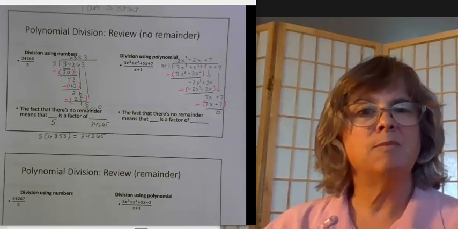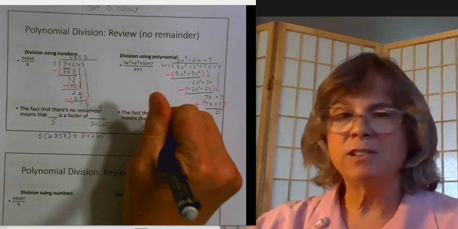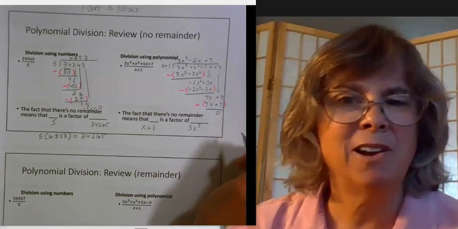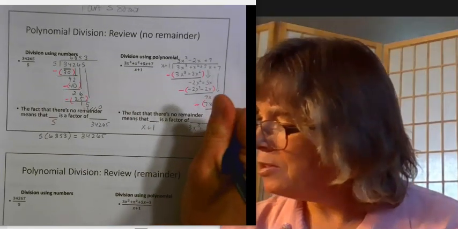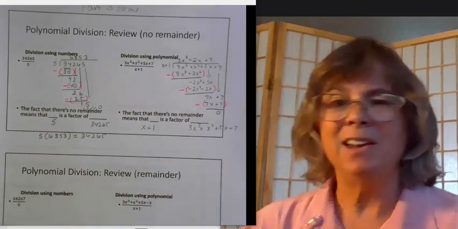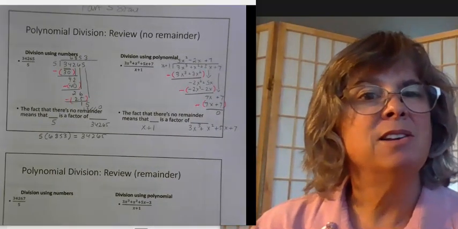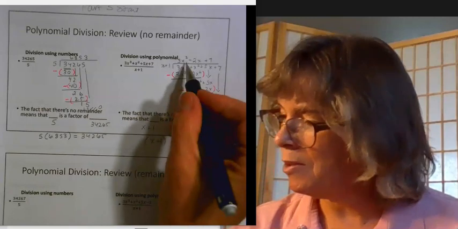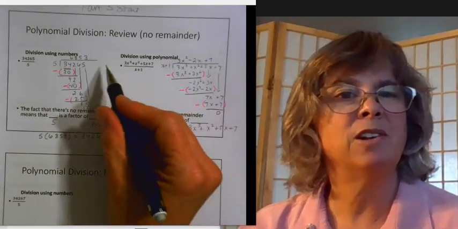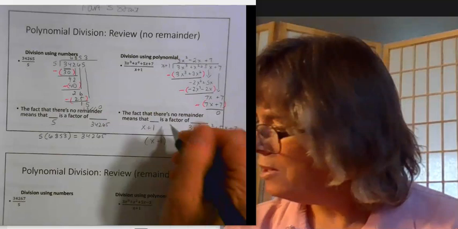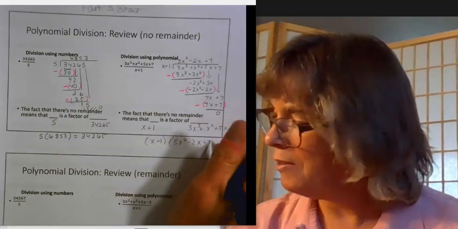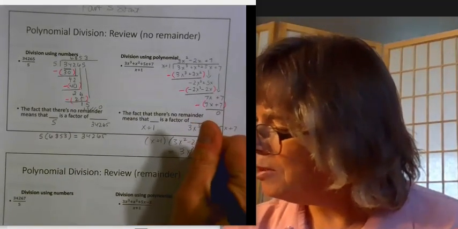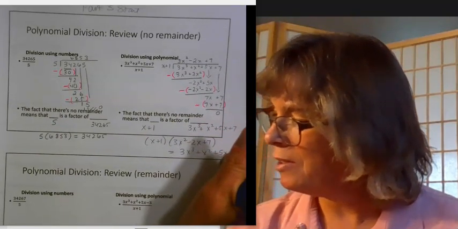The fact that there's no remainder means that x plus 1 is a factor of 3x cubed plus x squared plus 5x plus 7. And indeed, I could write a multiplication statement that says x plus 1 times, and look where I'm going to go up to the top, just like I went up to the top over here, 3x squared minus 2x plus 7 is going to be equal to 3x cubed plus x squared plus 5x plus 7.